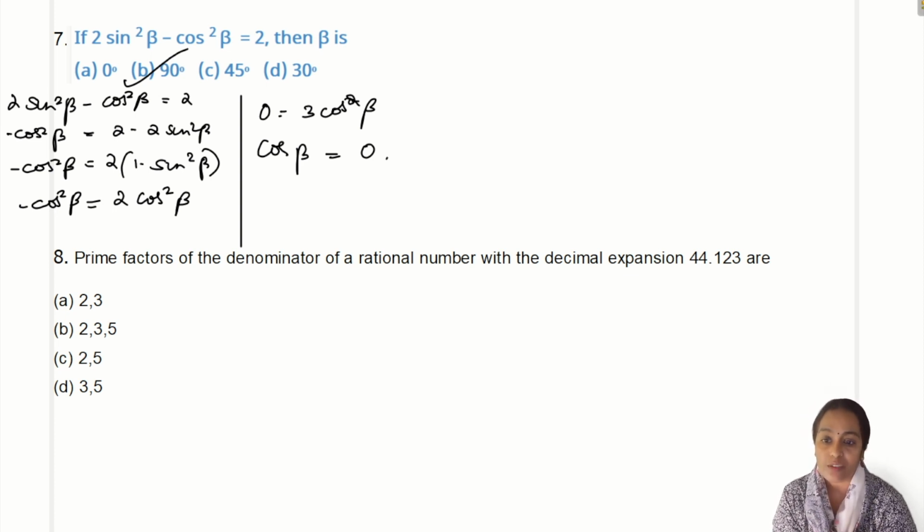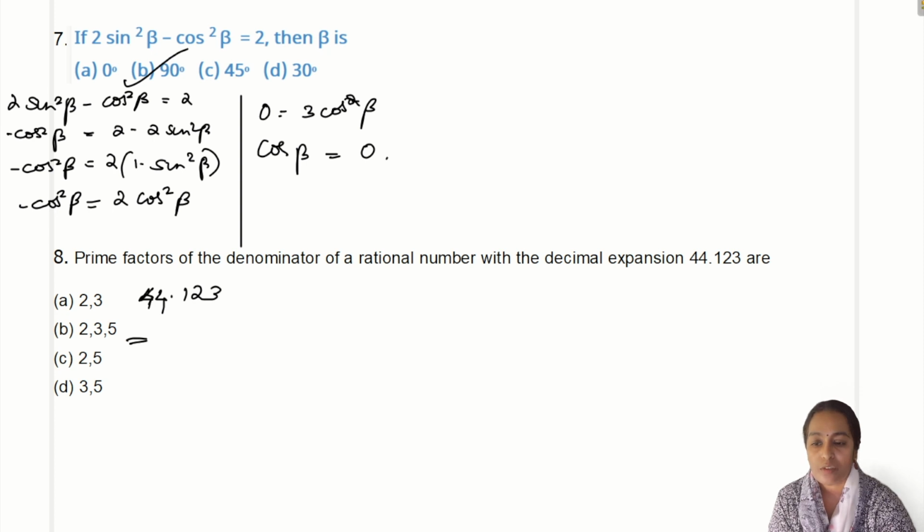So the next question, children. Prime factors of the denominator of a rational number with decimal expansion 44.123. So we have a rational number here. It is a terminating decimal. It's got a terminating decimal expansion. So how will you write this rational number 44.123?